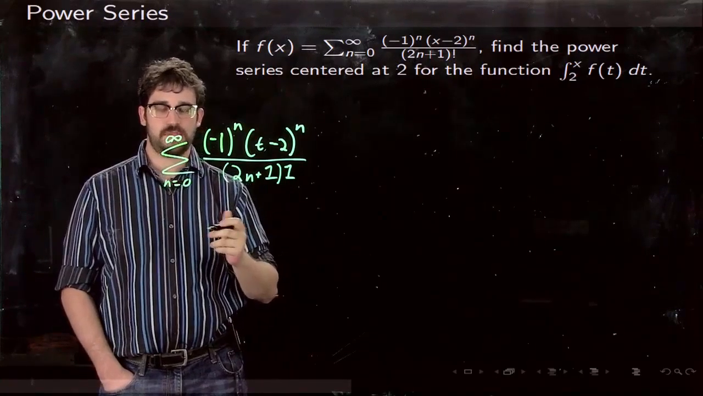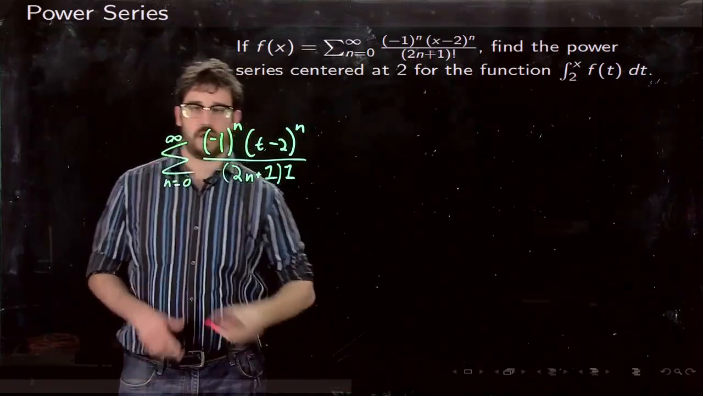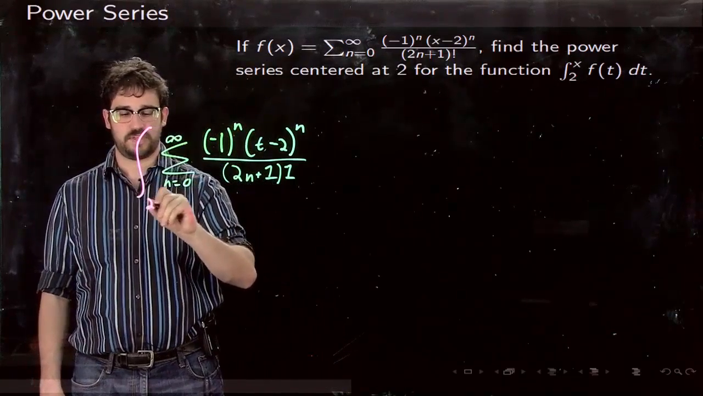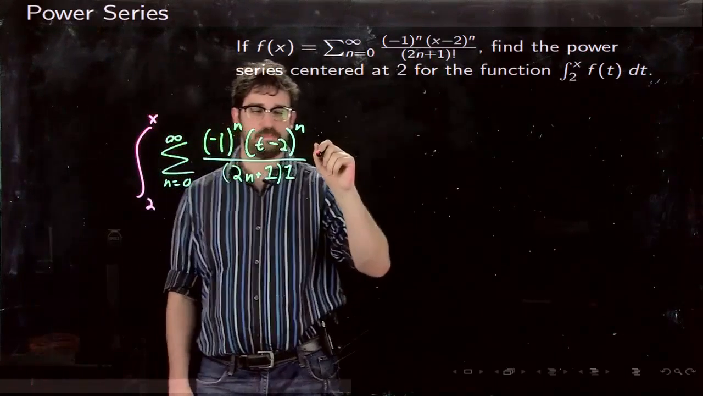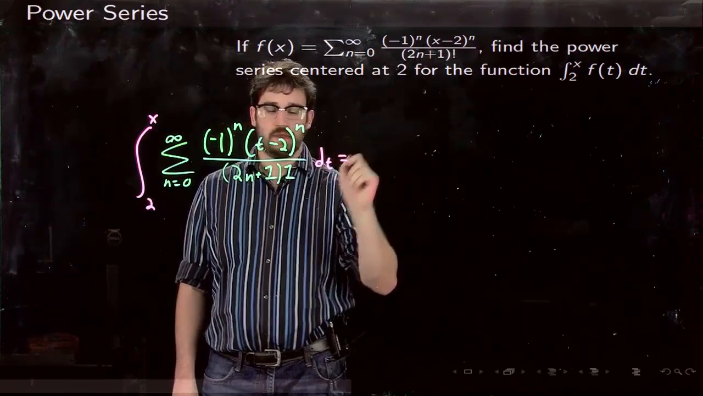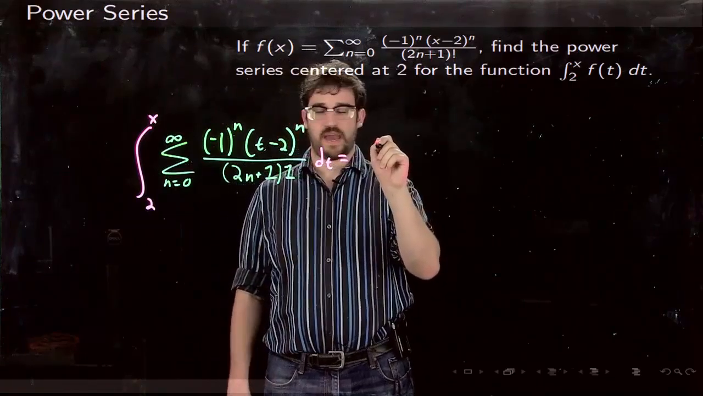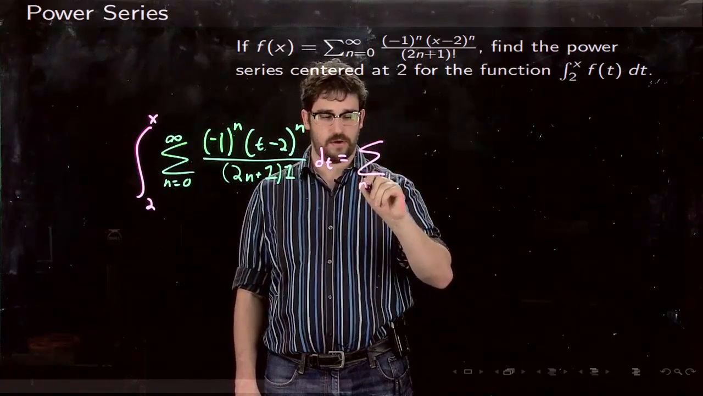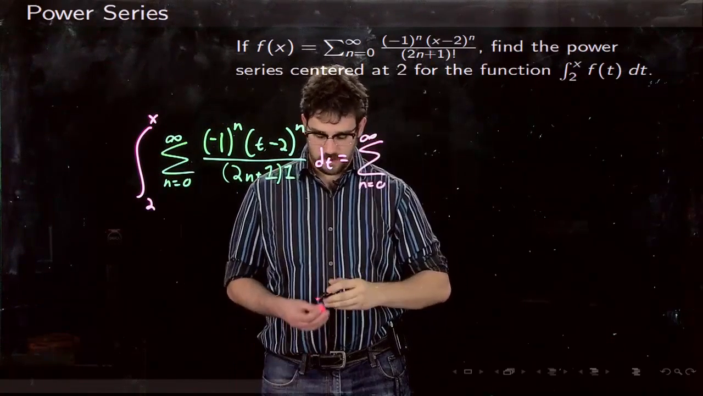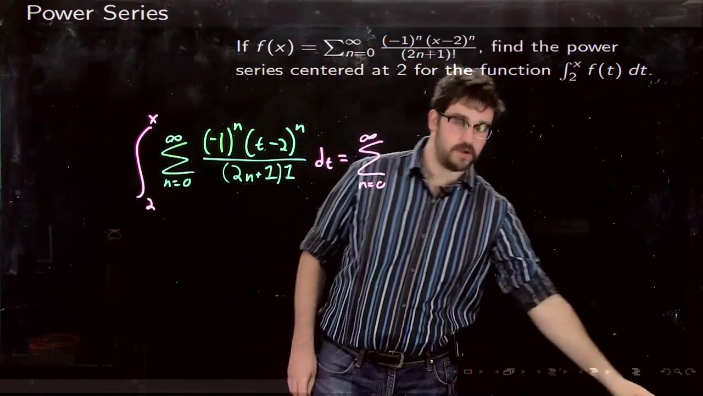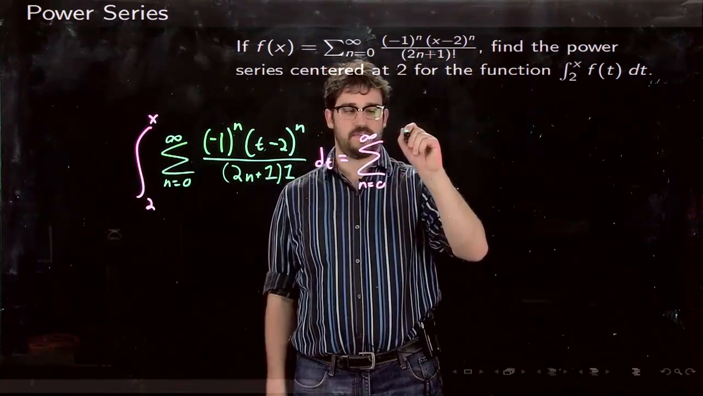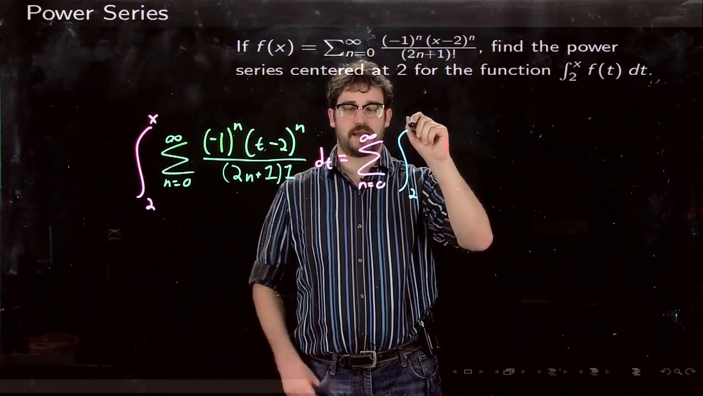And now we're going to be taking the integral. So we take the integral from 2 to x with respect to t. So how we're going to do this is switch the bounds, so that way we have our sum out here. And then we are going to be integrating the term individually from 2 to x.